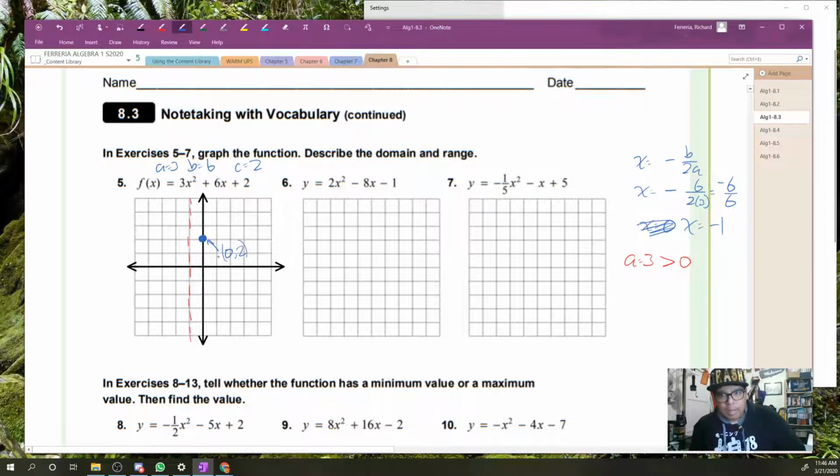Always. Now it's time to find the actual vertex. So the vertex happens when I substitute negative 1 into the function. So the y-coordinate, and let's give ourselves a little bit of room.